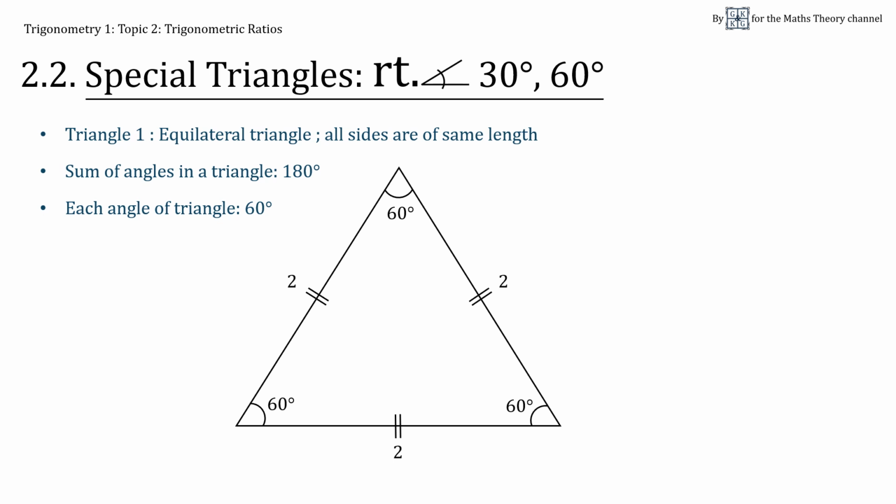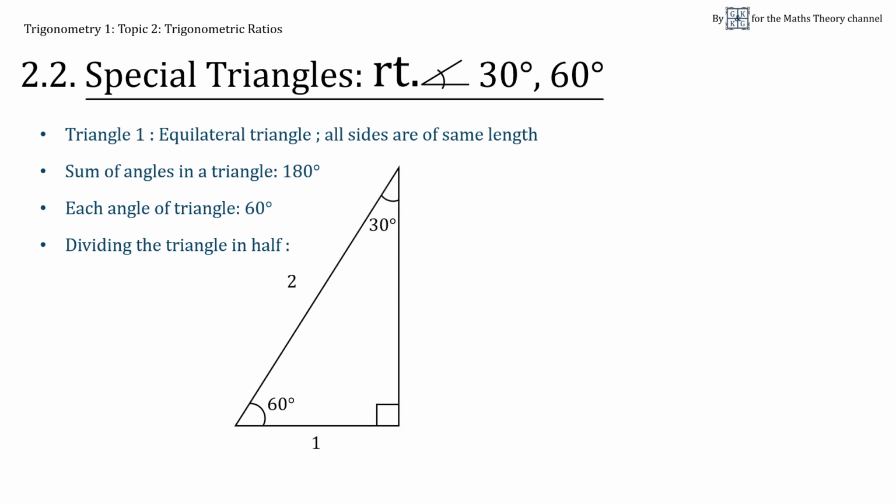Let's now divide this triangle by dropping a vertical line down its center. A 90-degree angle will then be formed at its base. When we divide this triangle by half as depicted, the 60-degree angle at the top corner will also be halved along with the base at the bottom. So the top corner will become 30 degrees while the base will be now 1 unit long. This forms our right-angled triangle.